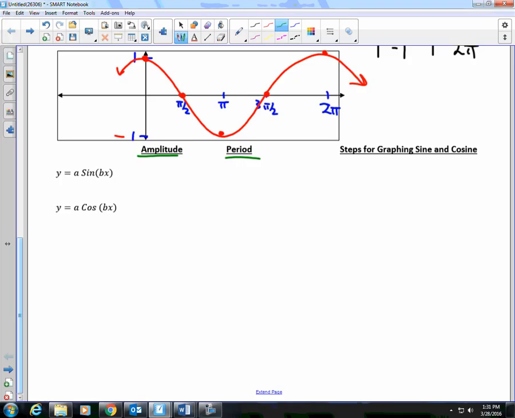How do we figure out the amplitude? The amplitude is quite simple. You look at that number in front, and you take the absolute value of it. The absolute value of A. That's the same thing with sine, and the same thing with cosine. The period is normally 2 pi. But what happens is if there's a value in front of the x, we divide 2 pi by that value. And that's the period. 2 pi divided by b.